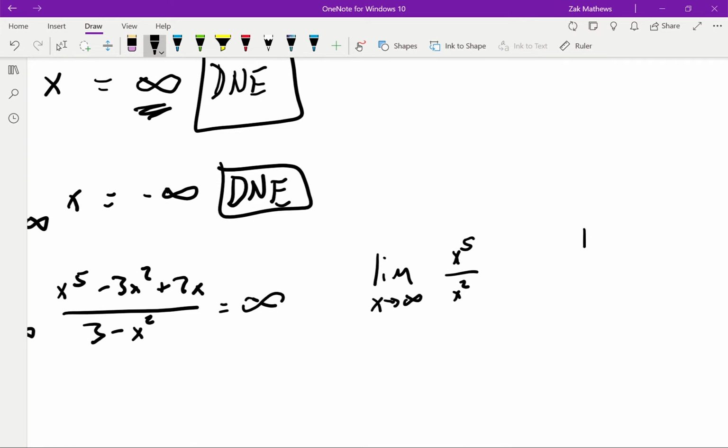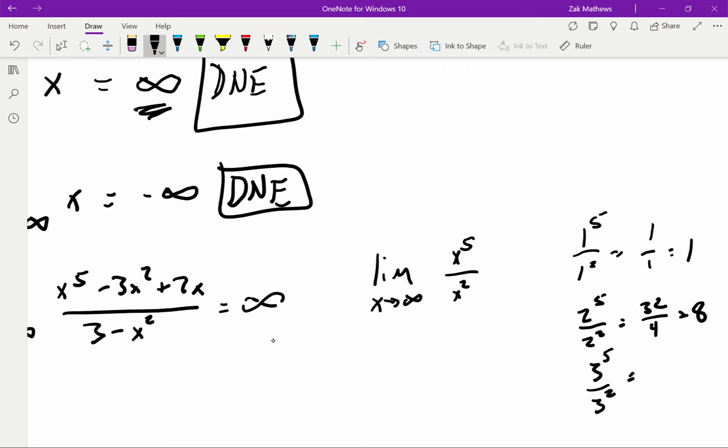So if we start with 1, we'd have 1 to the 5th over 1 squared, which is 1 over 1, which is 1. Then we'd have 2 to the 5th, which is 32 over 4, it's going to 8. Then we have 3 to the 5th over 3 squared, which is equal to 243 over 9, which is going to 27. So it is still growing. Even though the denominator is growing with the numerator, it's not growing at the same rate as the numerator. That thing is going to infinity.